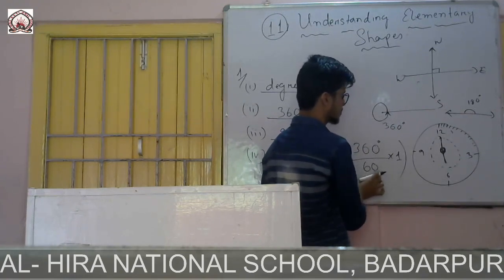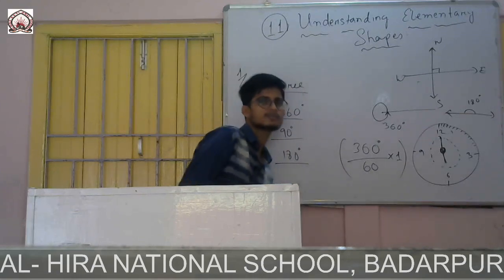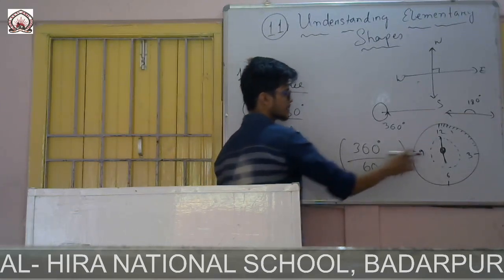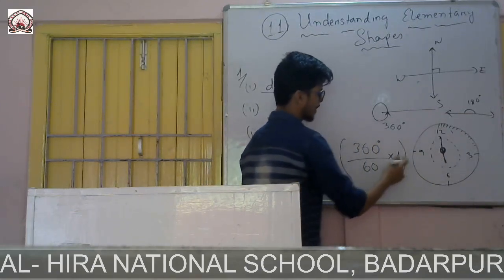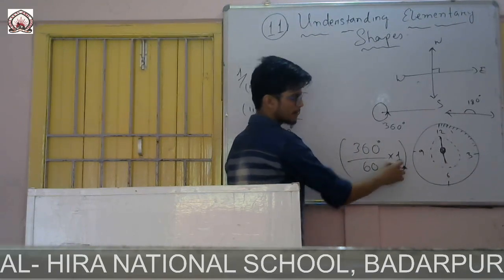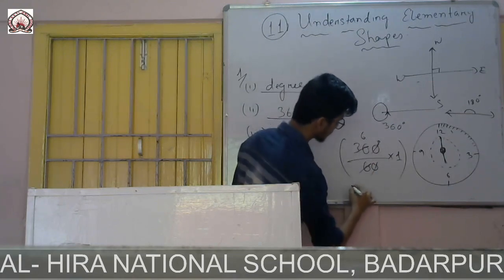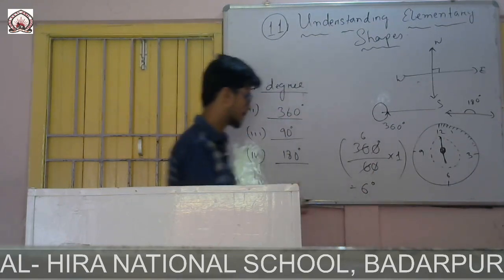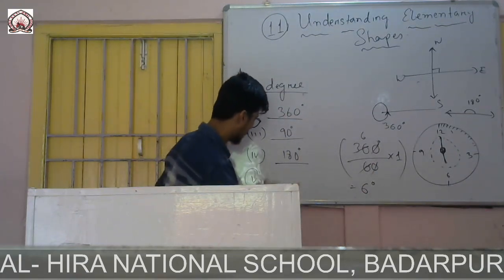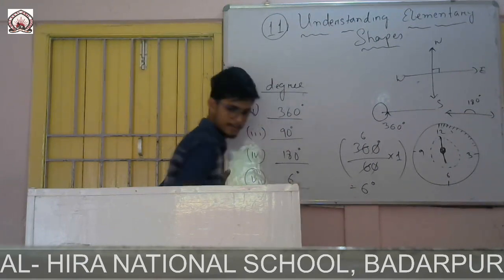360 by 60. 60 means 1 hour is equal to 60 minutes, and there it is 360 for a complete rotation, and the question says to find it for 1 minute. So if I cancel the 10 and 10, 6 sixes are 36, so the answer is coming 6 degrees. The answer is 6 degrees. So for Roman number 5, the answer is 6 degrees.